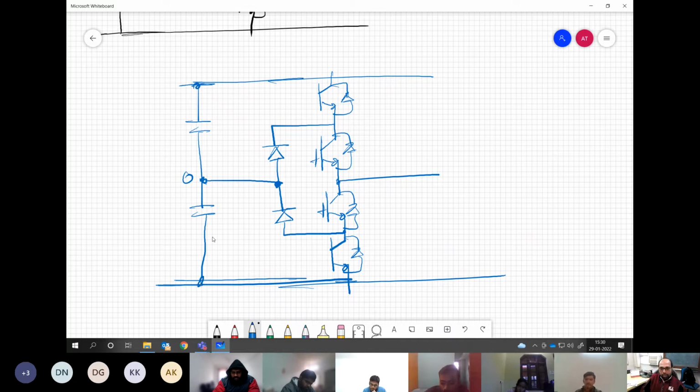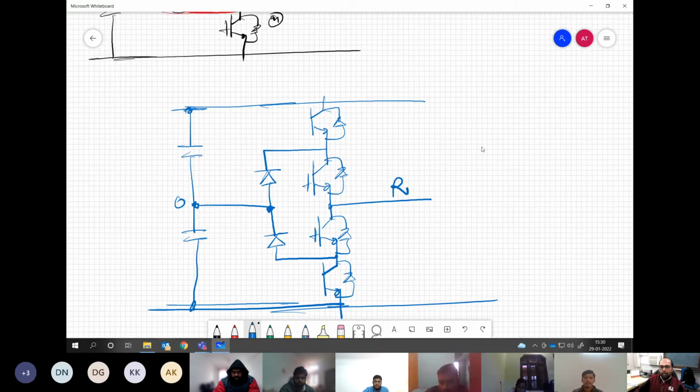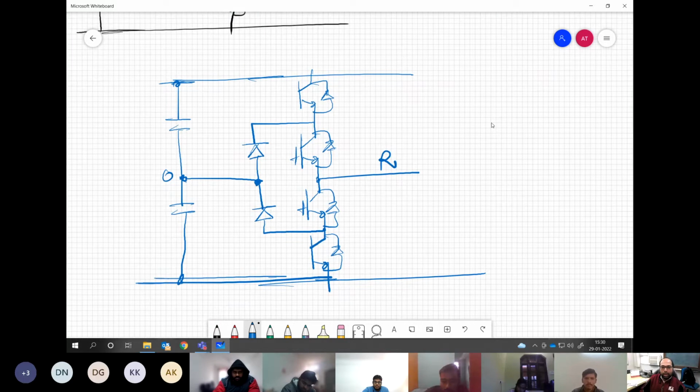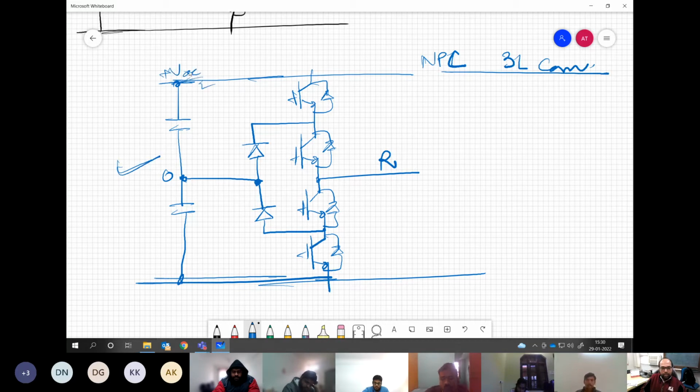Which converter is this? Neutral point clamp, NPC. Correct. That is how the converter known as neutral point clamped or diode clamped, all these names are given, the 3-level voltage source converter, evolved. It is not that suddenly somebody woke up and started drawing this kind of circuit. That is how it has come up.